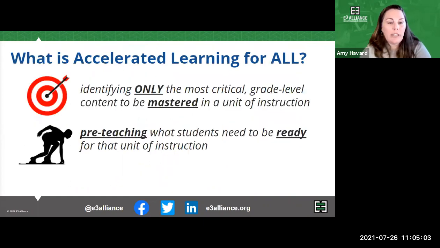So not just going faster, but thinking about our pacing and how much learning happens over time, while combining that with the idea of velocity. What direction are we going in a particular content? And that leads us to accelerated learning for all. So what actions or specific work is involved?